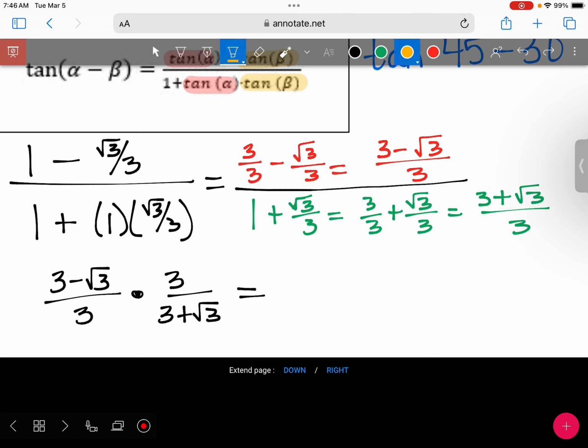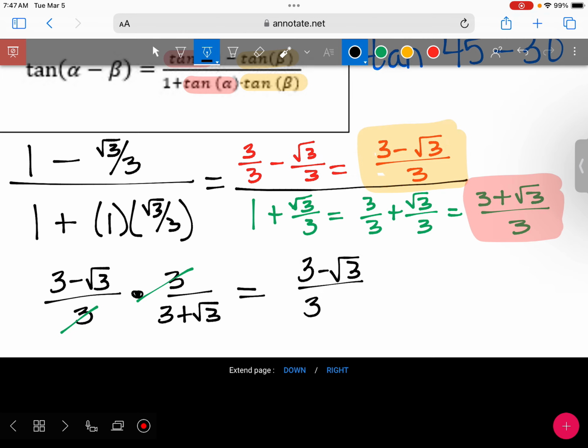I'm getting confused with my highlighter and my eraser. This is my numerator. This is my denominator. So I kept the numerator the same. Then I changed it from a fraction is division, so I changed it from division to multiplication. And then I flipped. So what's going to happen when I do that is the 3's will cancel, and that's going to leave me with 3 minus root 3 over 3 plus root 3.